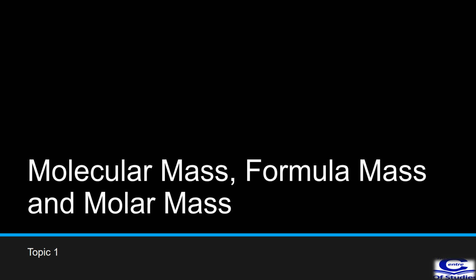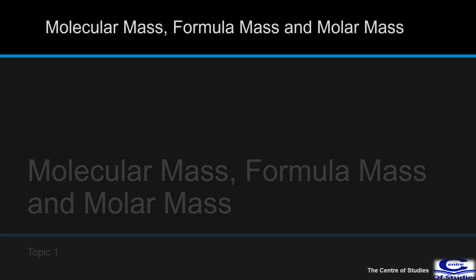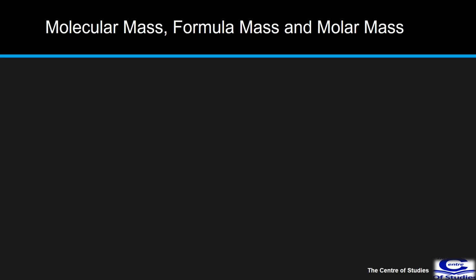The first topic is molecular mass, formula mass, and molar mass. The molecular mass is the sum of all the atoms present in the molecule. Similarly, the formula mass is the sum of all the atoms present in the formula unit. Both carry the same unit. The only difference between the molecular mass and the molar mass is the unit. The molar mass carries the unit gram. Now coming to the numericals.